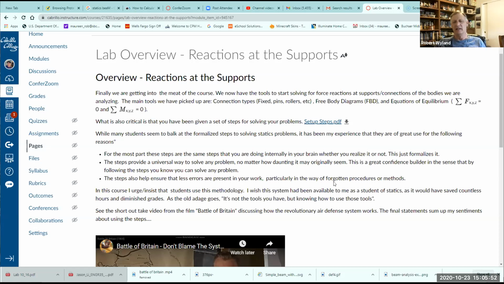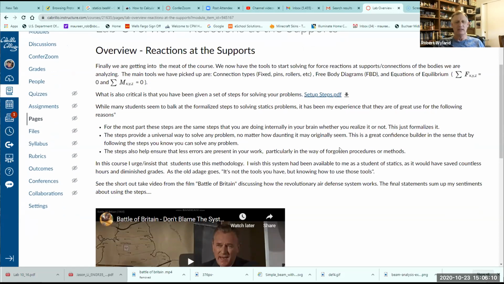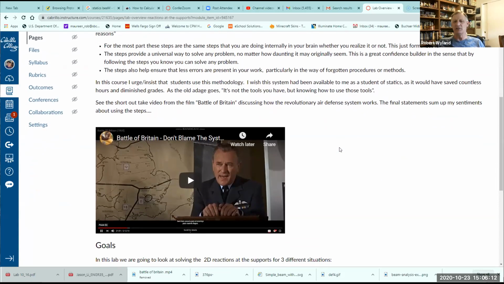And lastly, it helps ensure fewer errors. If you follow the same procedure every time, you're less prone to errors. That's a pretty proven fact worldwide. That's why they have checklists on airplanes, to keep people from crashing, that sort of thing. So I really insist that you use this methodology.